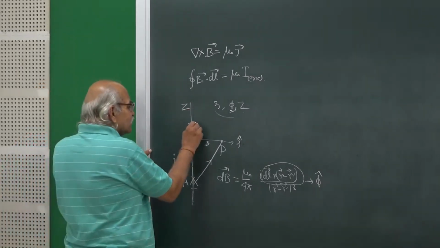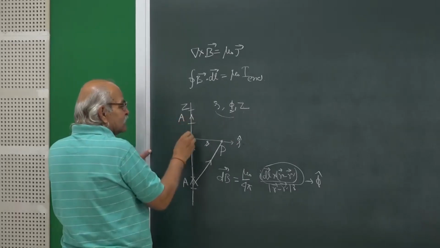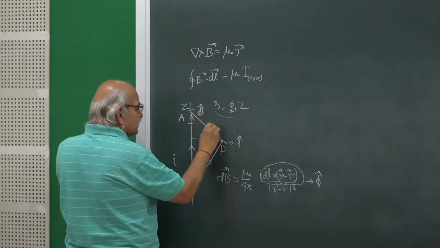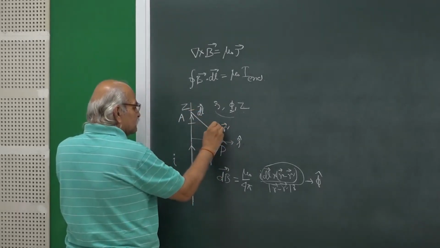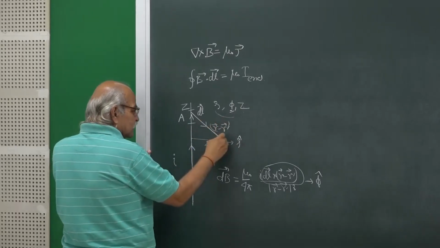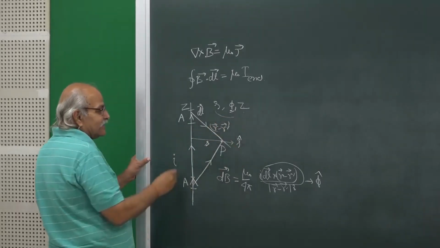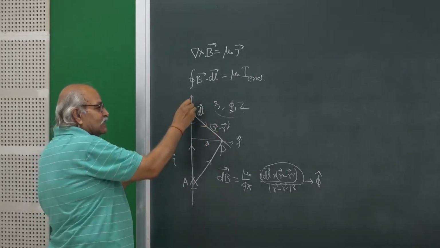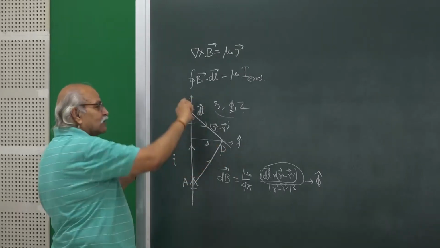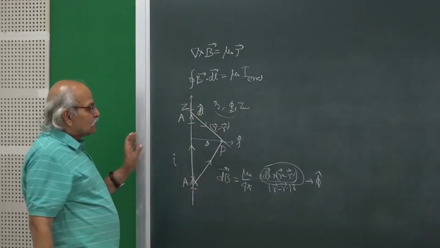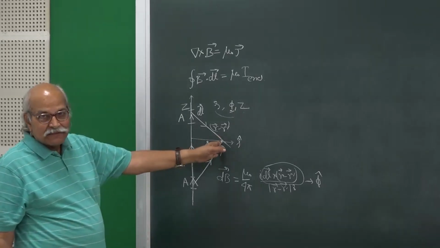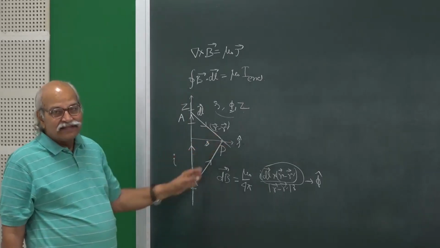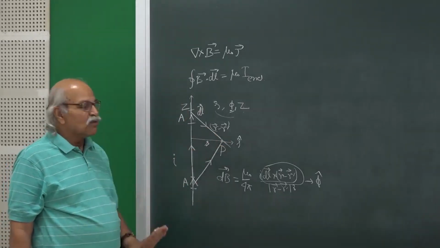If you take your A here, this is the dl vector, and this is the point, then this will be r minus r prime, AP, in this direction, and dl is in this direction. So once again, if you do the cross product of this dl vector and this r minus r prime, it is going into the board. So the direction is the phi cap direction. From any element, the direction is going inside the board, and hence the net field is also inside the board.